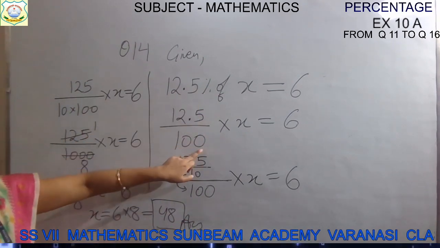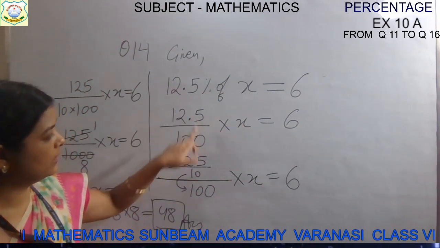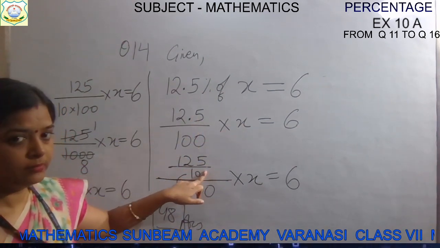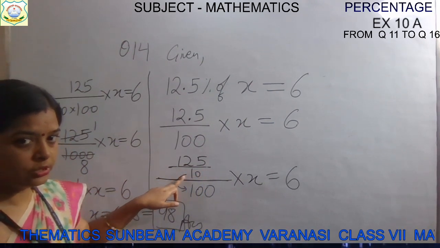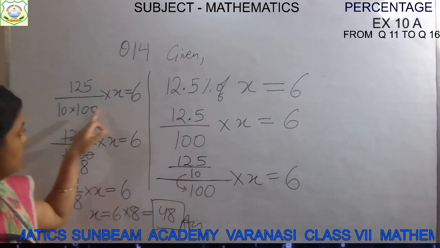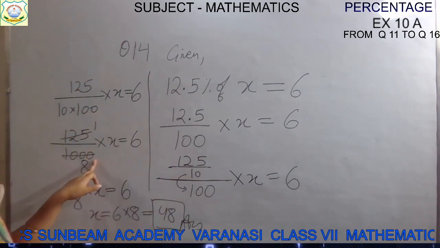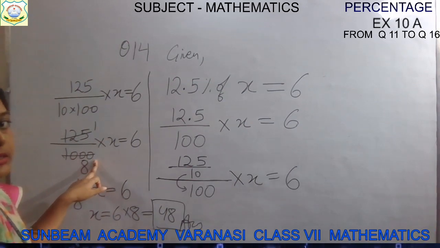12.5% is first converted into x. 12.5 is now simplified in fractional form. Its denominator will come down and multiply with 100. Here, 10 into 100 is 1000.